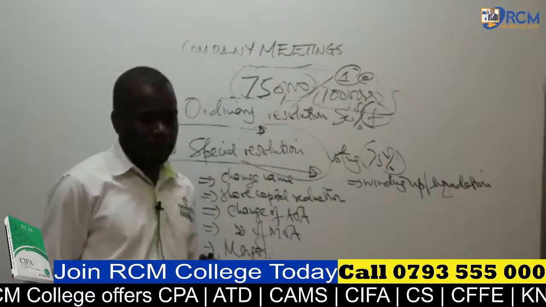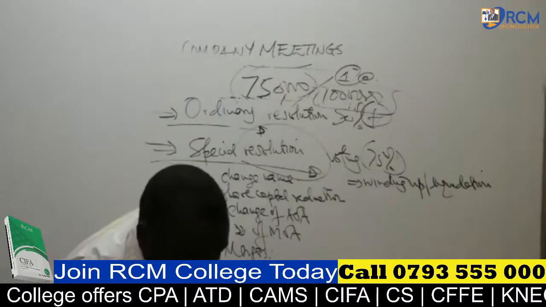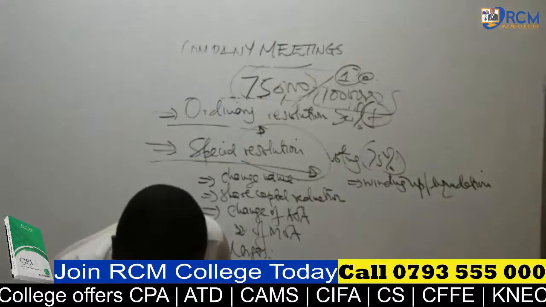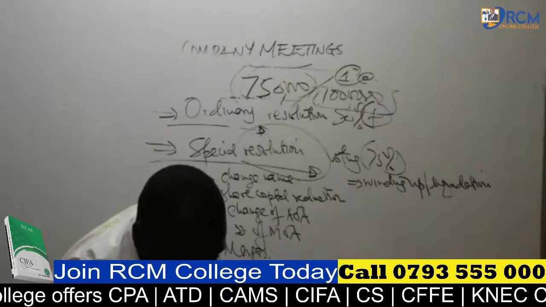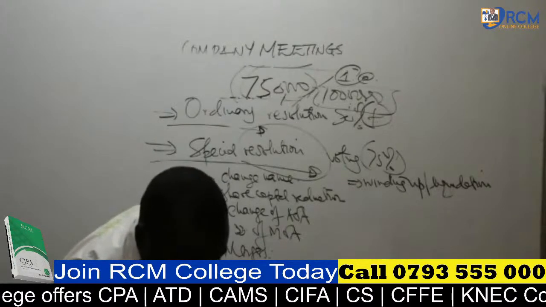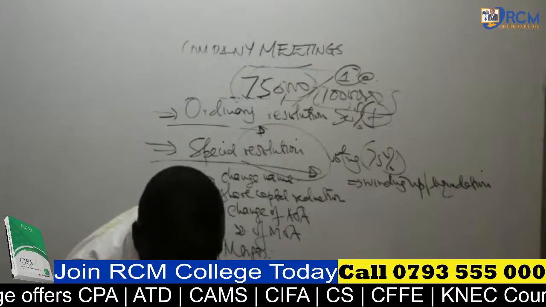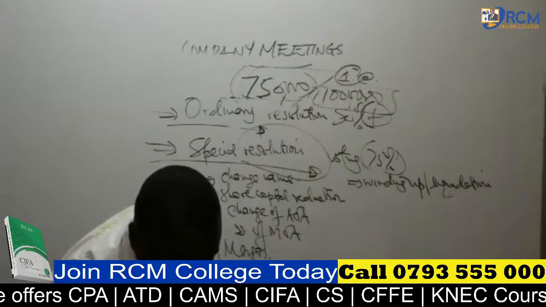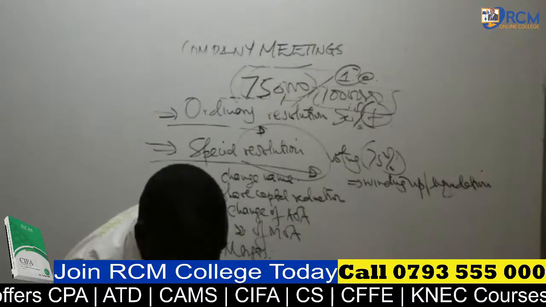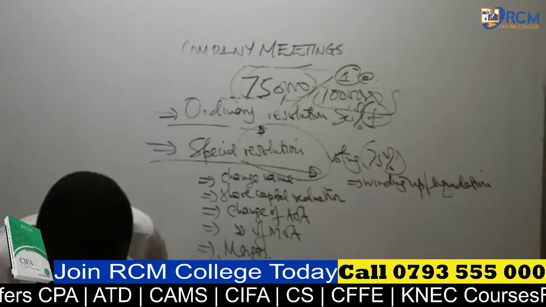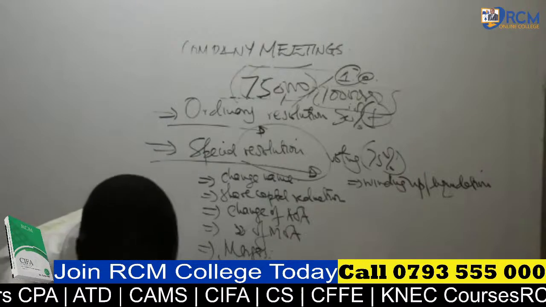Explain 7 requirements for passing a special resolution in a company meeting. Let me just have a look at that particular question. Which sitting is that? It's the last sitting, September 2021, Question 4. Explain 7 requirements necessary for the passing of special resolutions in a company meeting.